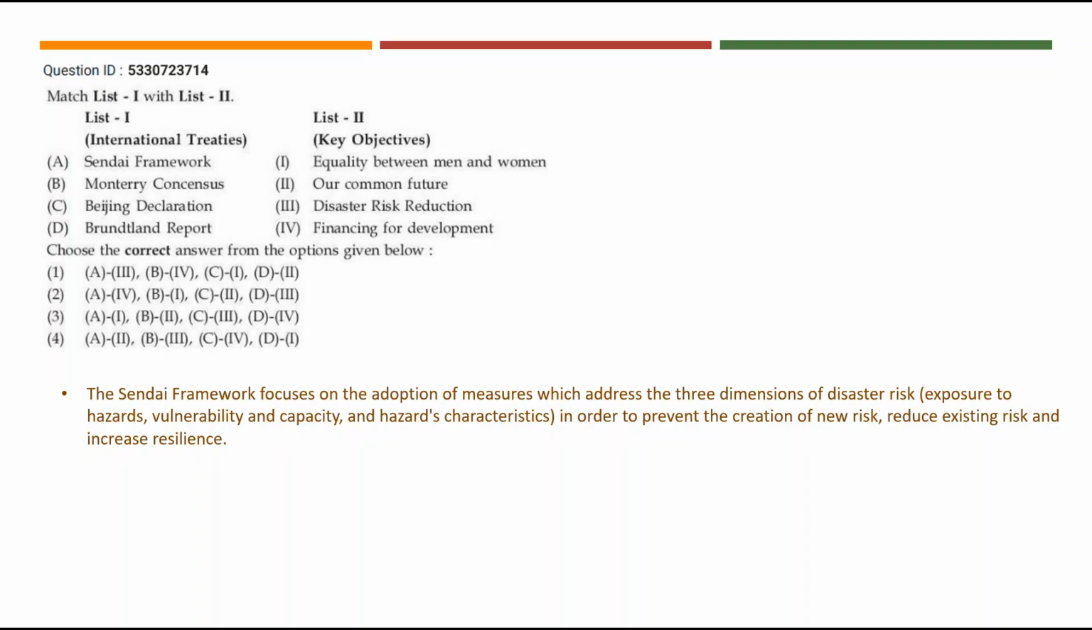So in order to prevent and reduce is also there. So we will go with 3. A maps to 3. A3 is available only in one option.